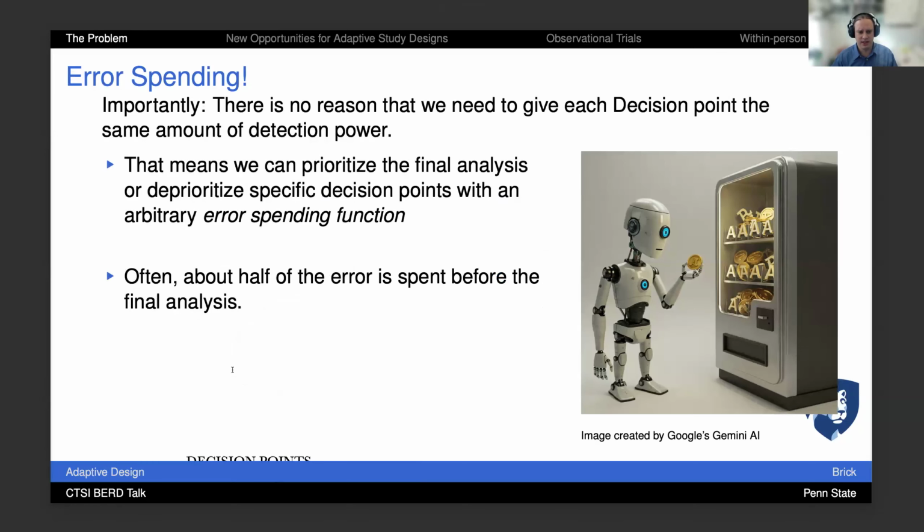One of the really nice things here, and looks like my image dropped off the bottom, is that we actually don't have to give every single decision point the same amount of power. And so there's a process called an error spending function. This is Google telling me what an error spending function looks like. We can prioritize or deprioritize.